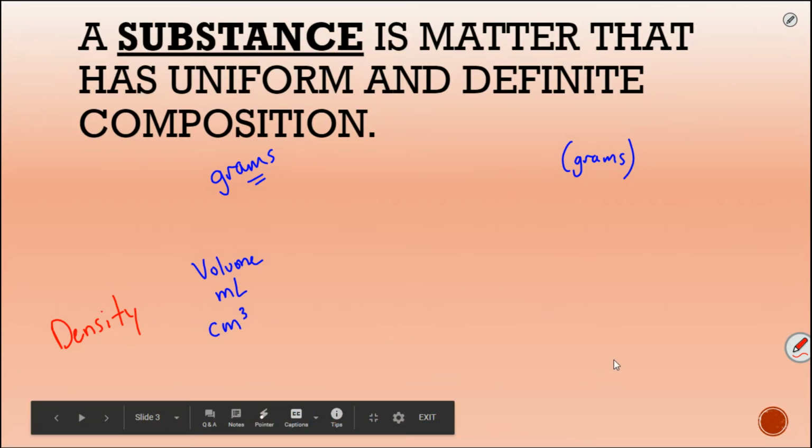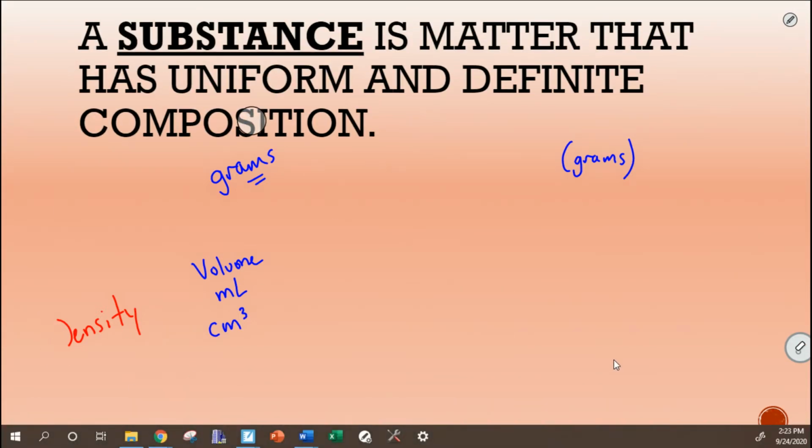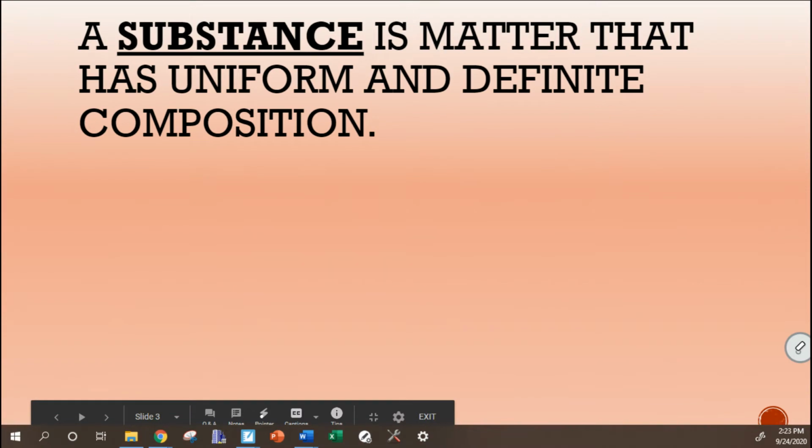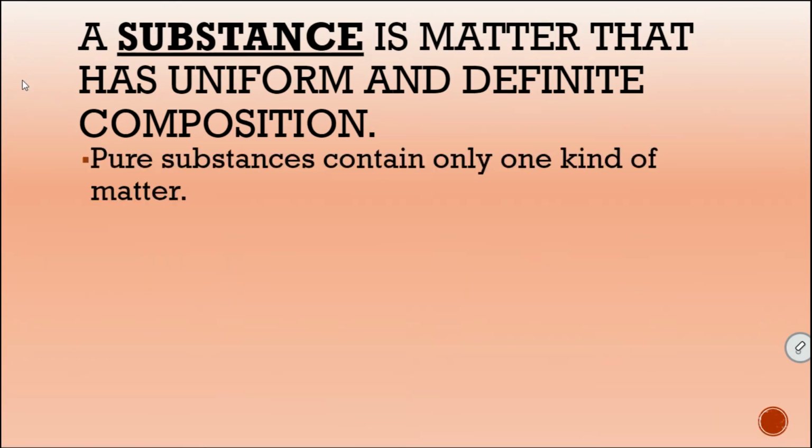A substance is matter that has uniform and definite composition. So anything that's a pure substance is going to look the same. It is going to have the same properties throughout. Pure substances contain only one kind of matter. For example, Cr, that's chromium. That is an element on the periodic table. It would be pure if we only had chromium.